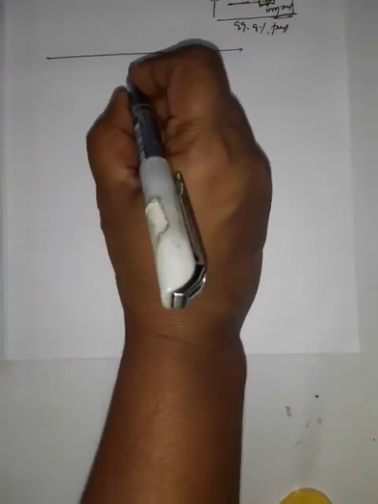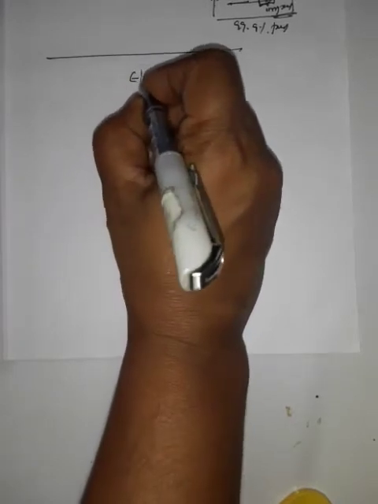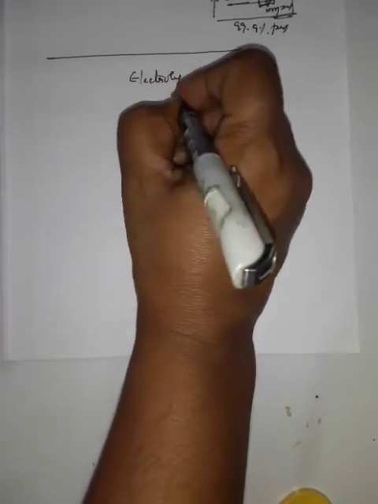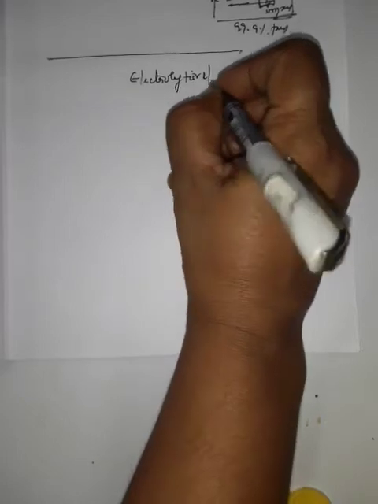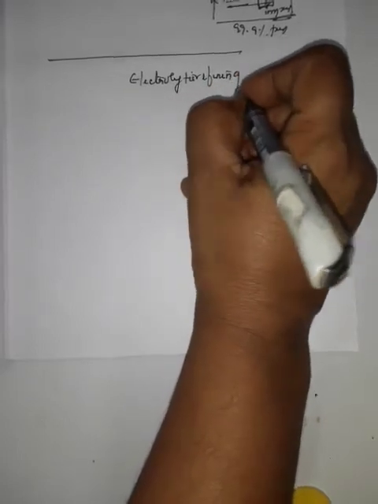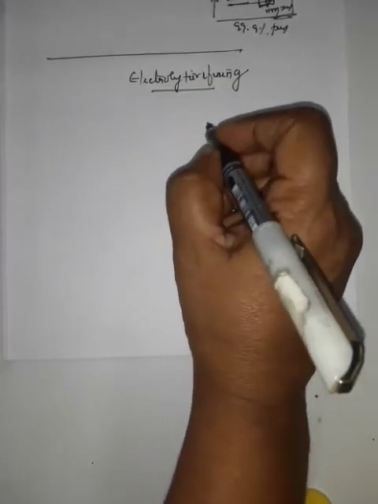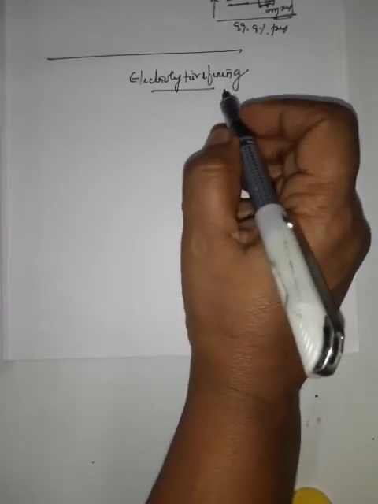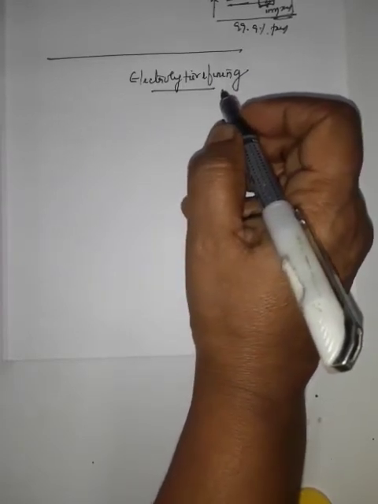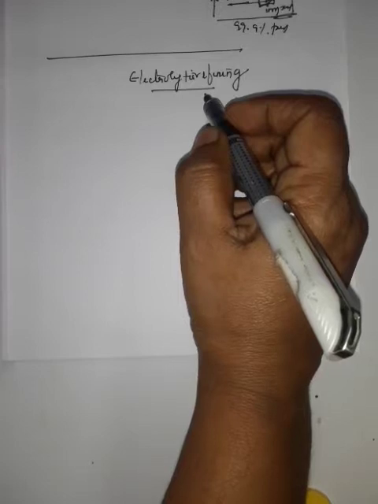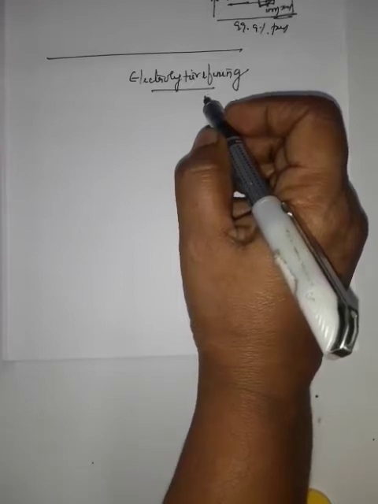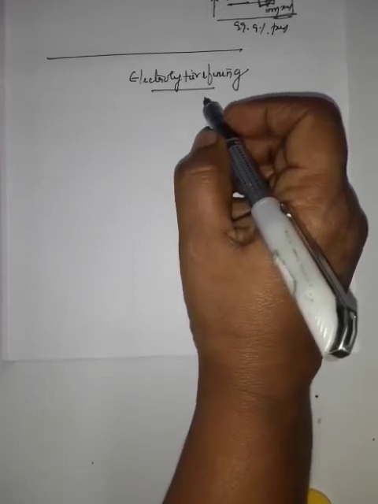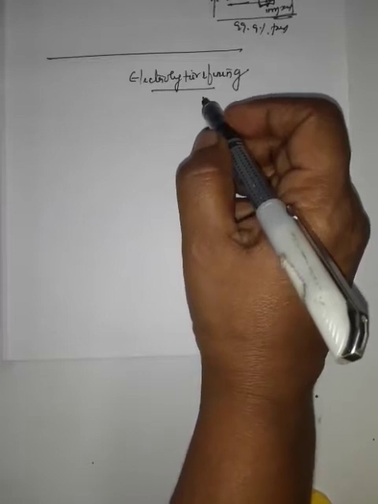Children, the next topic we are going to learn is electrolytic refining. Refining means to purify the crude metal. This process is carried out in the presence of electrolysis. That is why it is called electrolytic refining.